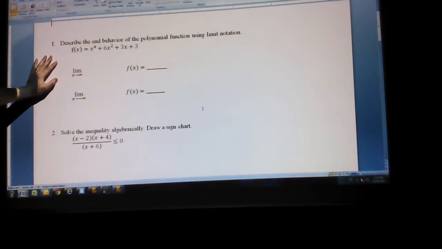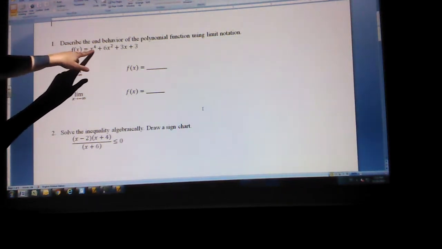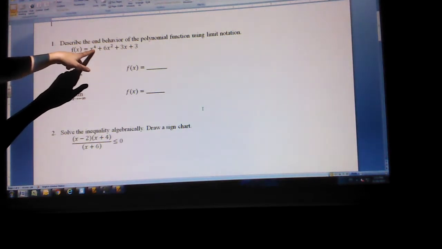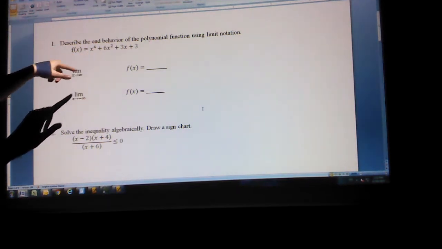Now I'm going to be super nice. I'm going to have you fill in the blank. Isn't that nice of me? Alright. So we're going to fill in the blank. This one should not be hard. It is a fourth degree. The highest exponent is 4, which makes it even. The number out in front is positive.